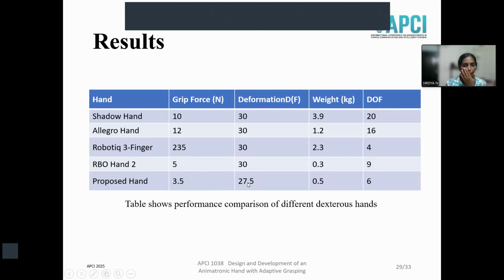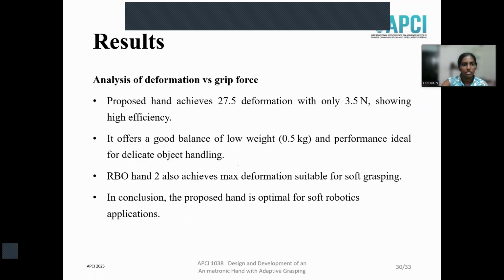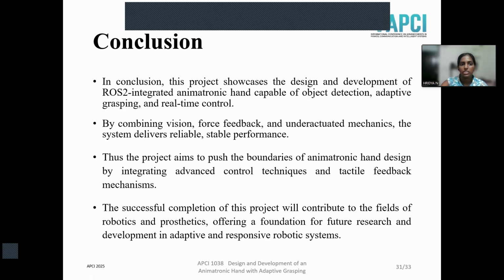It has less gripping force and the deformation saturates. So the proposed hand achieves 27.5 deformation with only 3.5 Newton, showing high efficiency. It offers a good balance of low weight. The RBO hand is also achieving maximum deformation suitable for soft grasping. In conclusion, the proposed hand is optimal for soft robotic applications.